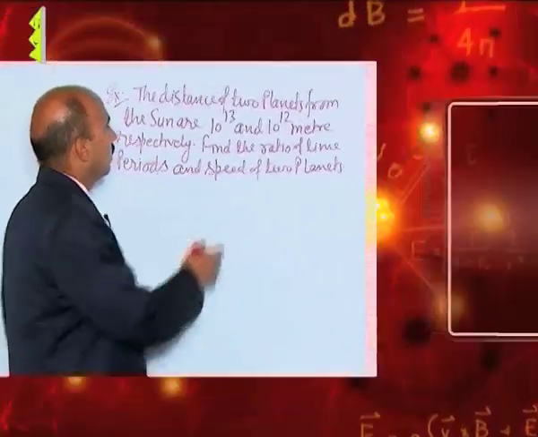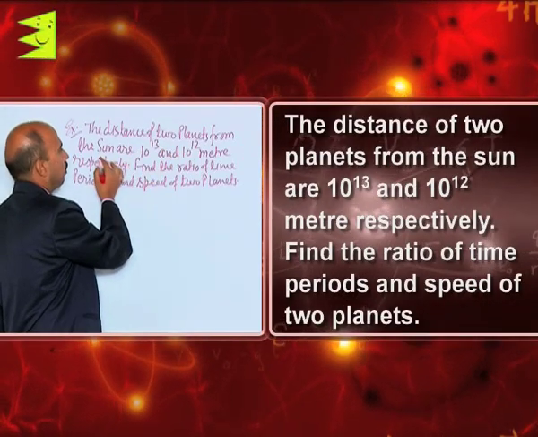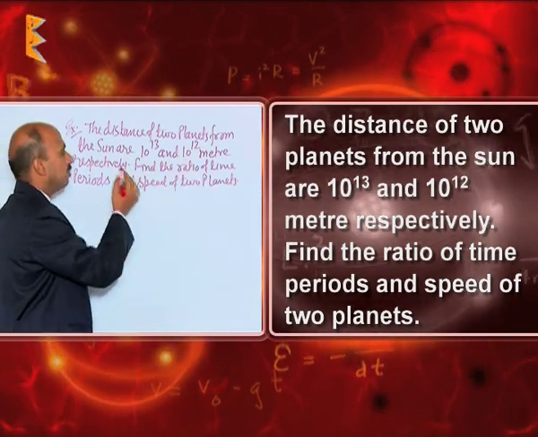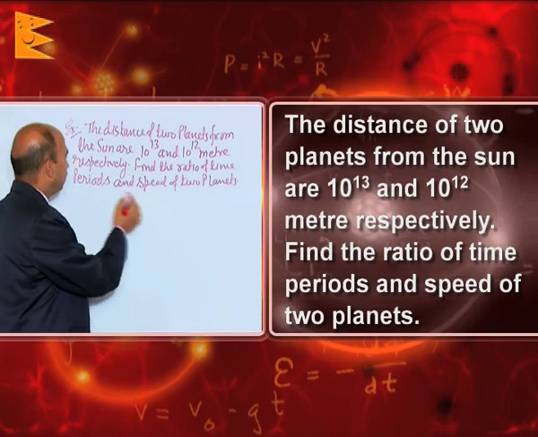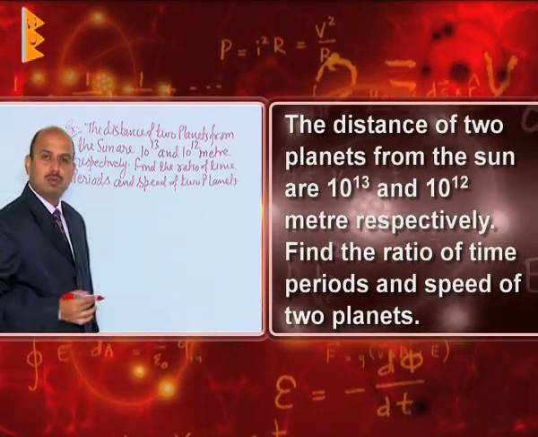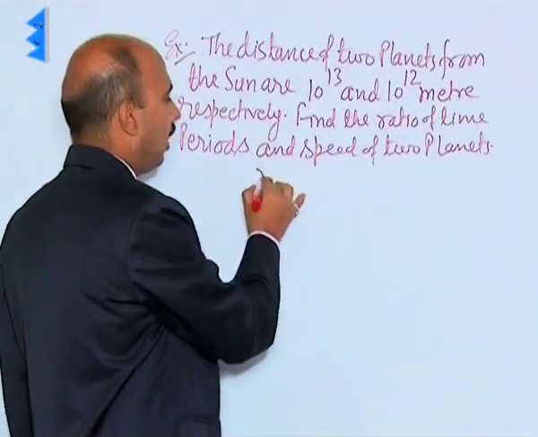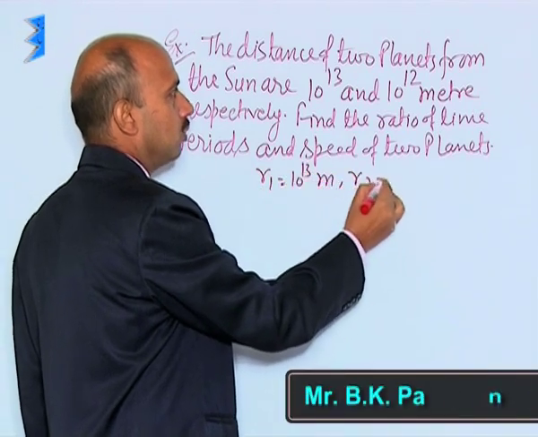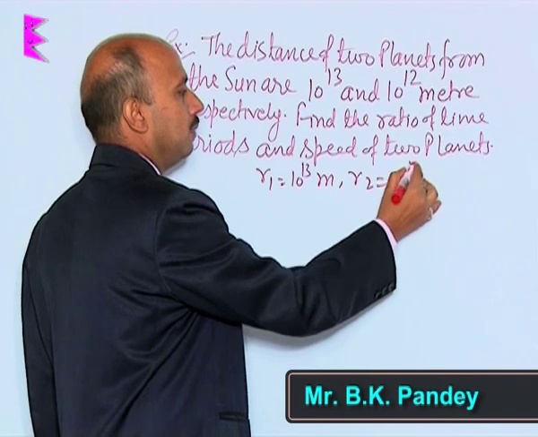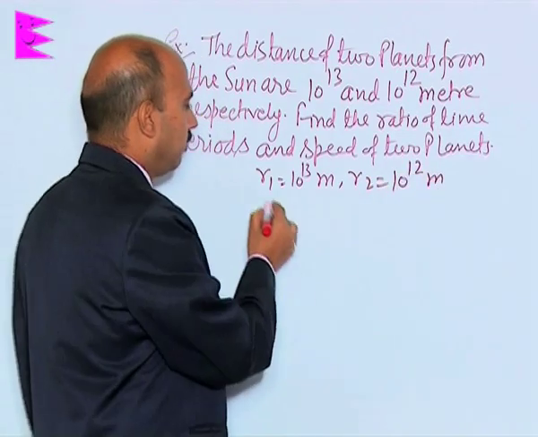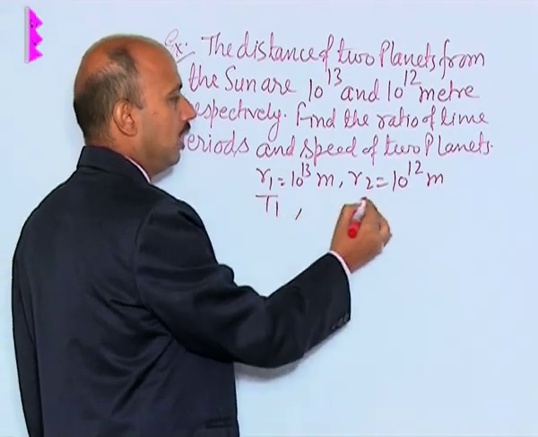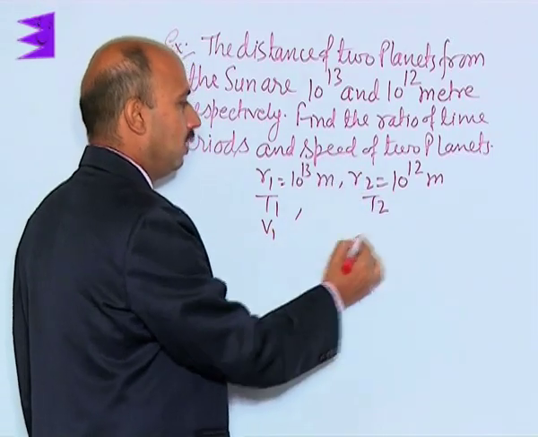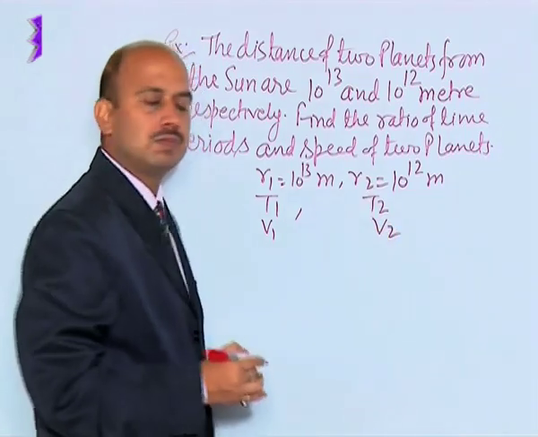Now see here, the distance of two planets from the sun are 10 raised to power 13 and 10 raised to power 12 meter respectively. Find the ratio of time periods and speed of two planets. You are given R1 is equal to 10 raised to power 13 meter and R2 is equal to 10 raised to power 12 meter. For this time period is T1 and for this time period is T2, and velocity is V1 and velocity is V2.